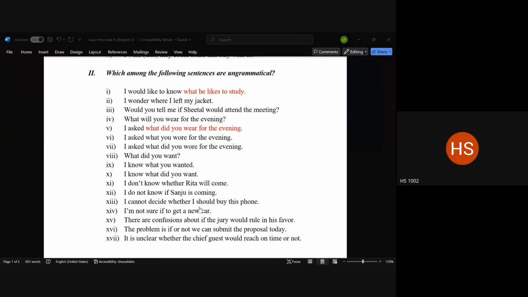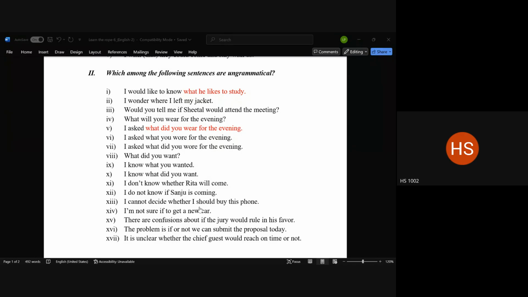This is correct because Sanju is coming is a complete sentence. Come is an intransitive verb. It doesn't require an object. So Sanju is coming is a complete sentence. Hence, whether you say if or whether, both should be okay. I do not know if Sanju is coming is correct. I do not know whether Sanju is coming is also correct.